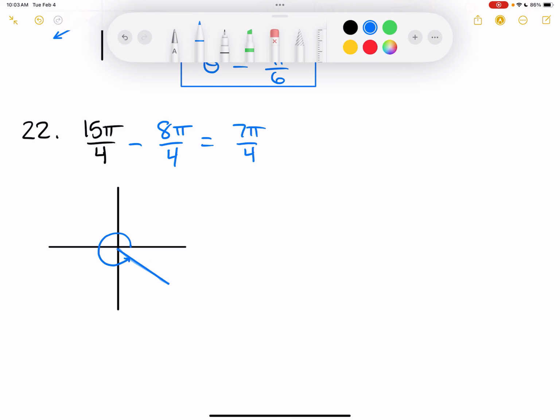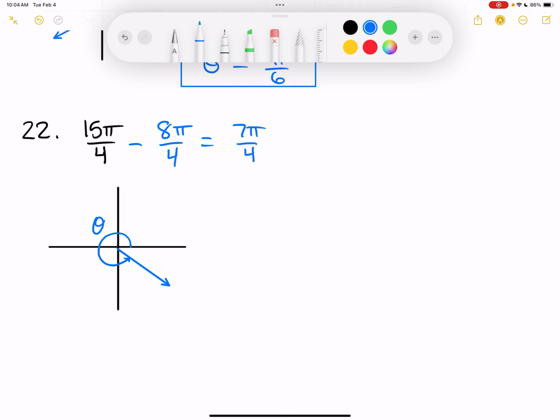So we went around 1, 2, 3, 4, 5, 6, 7 times. And then how did you know where to put the angle pointing out? Because I know what my unit circle looks like. Oh, okay. So it is coming out at 315. If it was 8 pi over 4, it would have been the full circle. So it's just a little bit short.